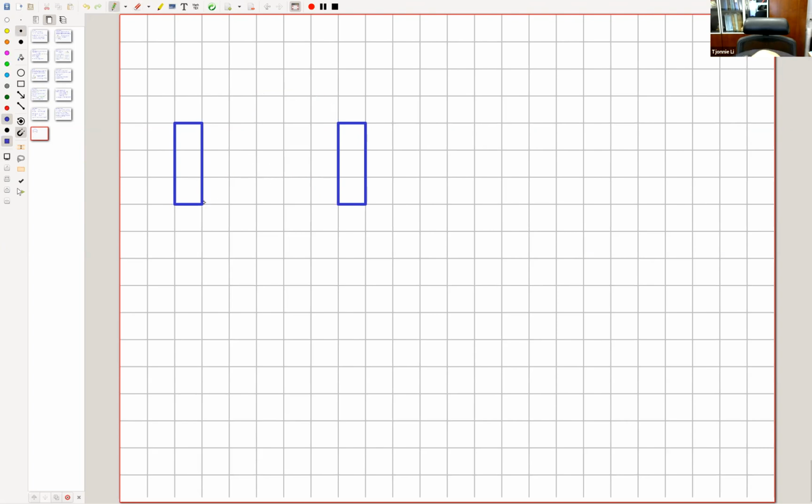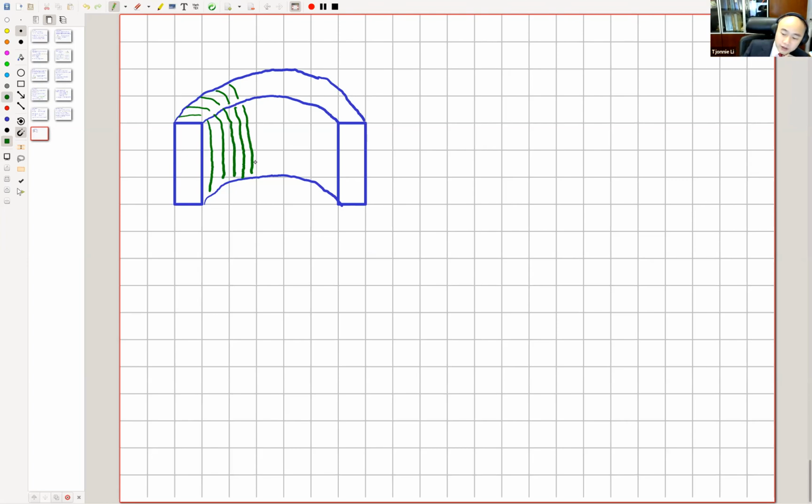See, this is why I have relatively awful drawing skills. It's not very helpful. Okay, yep, that's much better.